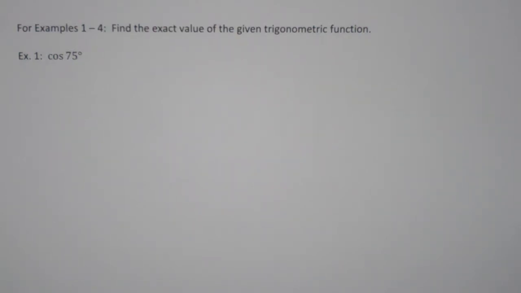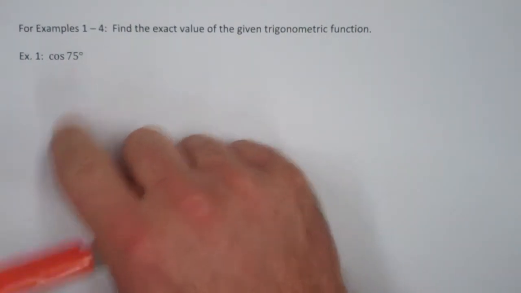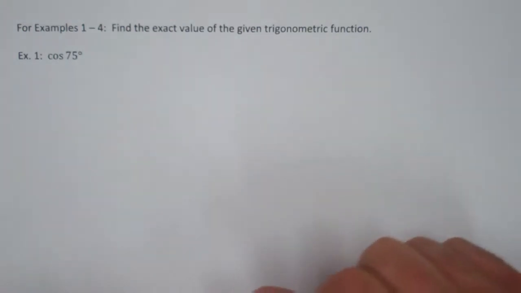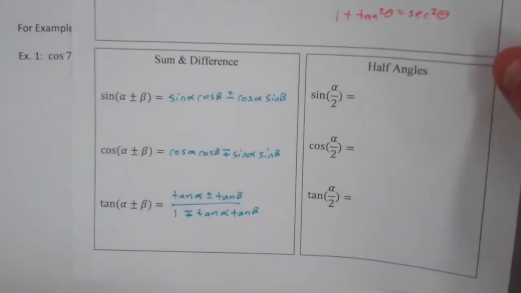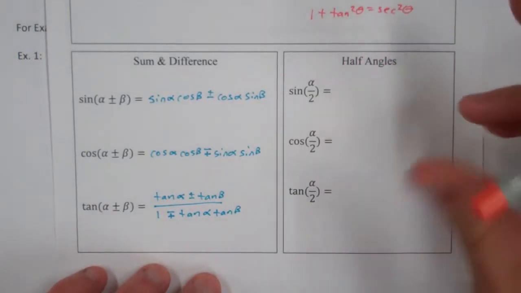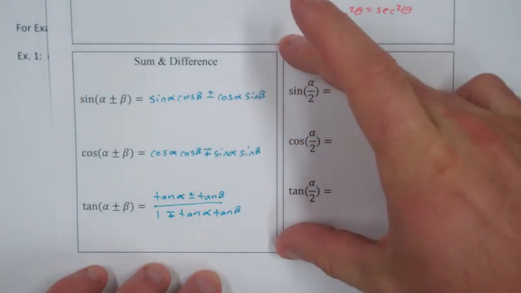In example 1, we're given the cosine of 75 degrees and asked to find the exact value. With your previous knowledge, you won't be able to do this. This is not something that appears on the unit circle as one of those special right triangles. However, we do have some formulas that we can work with. So at this time, if you haven't filled this out in your Trigonometric Identities Toolkit yet, please do, and we're looking at this area right here.